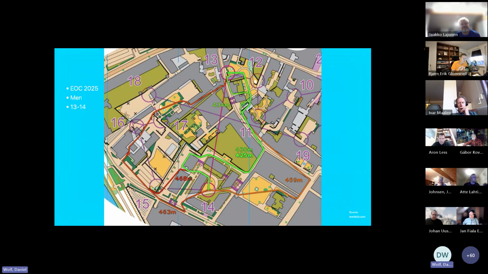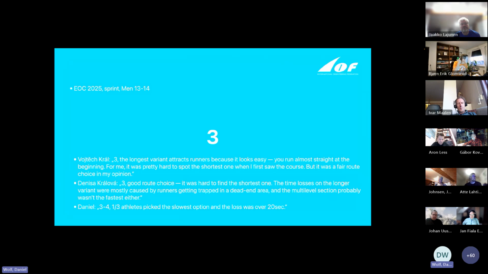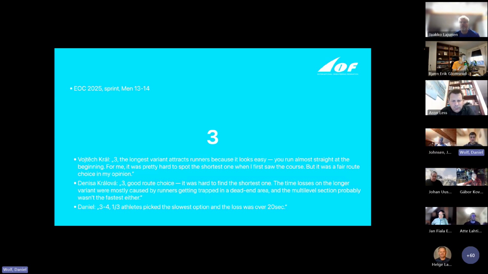The red variants show to be significantly slower. I mean the left one around controls 16 and 17, and many athletes got trapped there. But we evaluated this as number 3. You can read some comments. I think the problem here was that the longest variants attract the runners because it looks easy. You ran almost straight at the beginning, and as Wojtejh said, for me it was pretty hard to spot the shortest one when I first saw the course, but it was a fair route choice in my opinion.